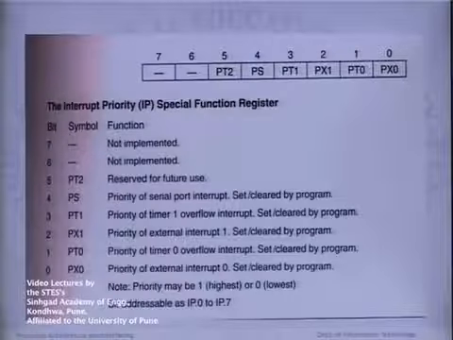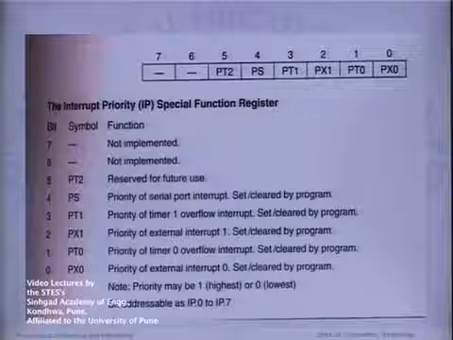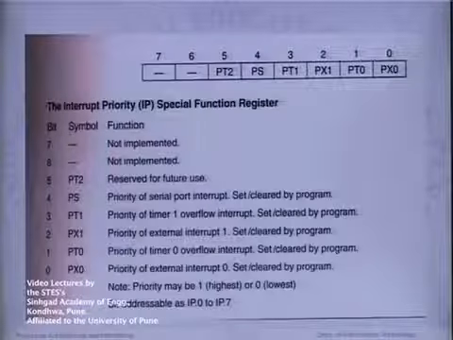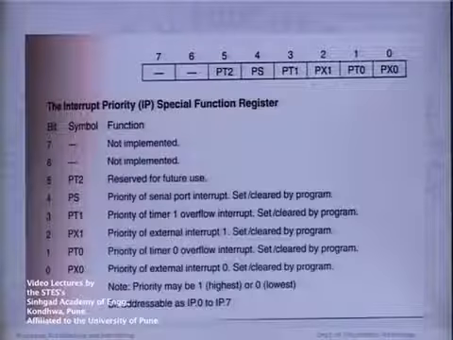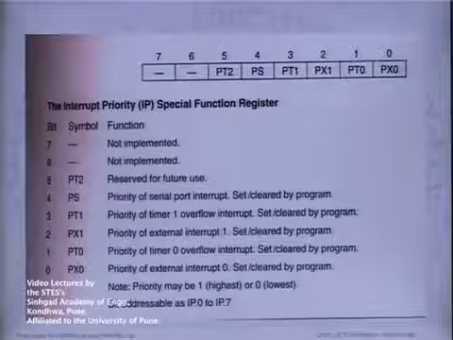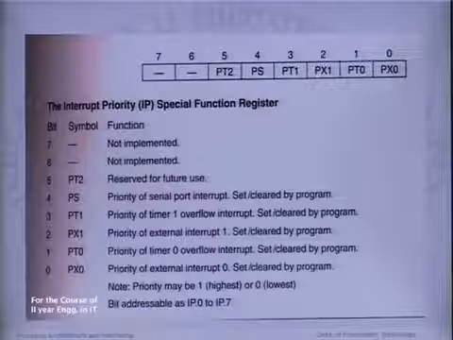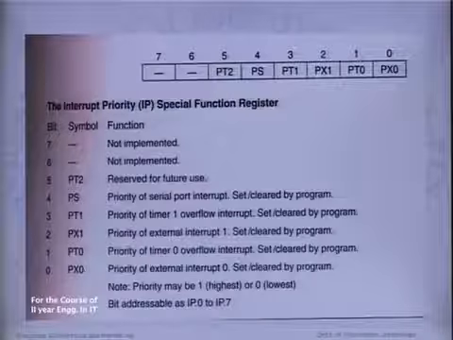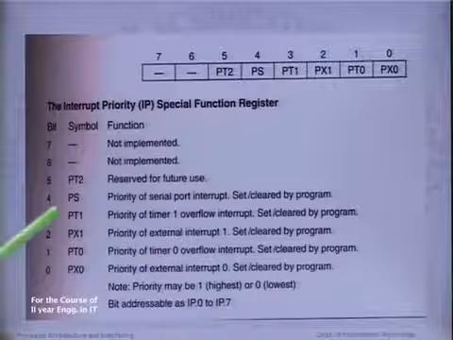The serial interrupt, as we know, in the default structure has the least priority. So its priority can be set to high, that is it can be given the highest priority by setting the PS bit in the IP register to 1 and clearing all the other bits.